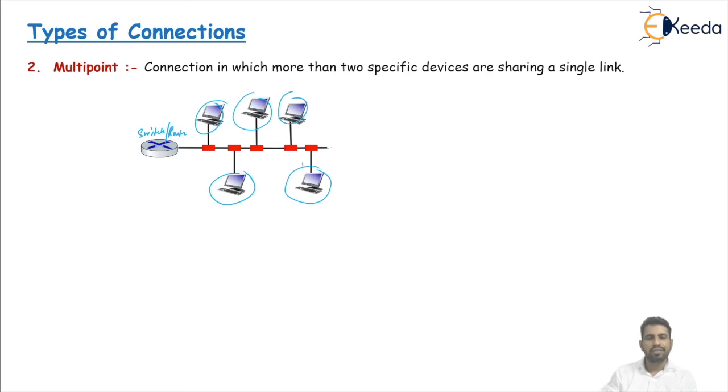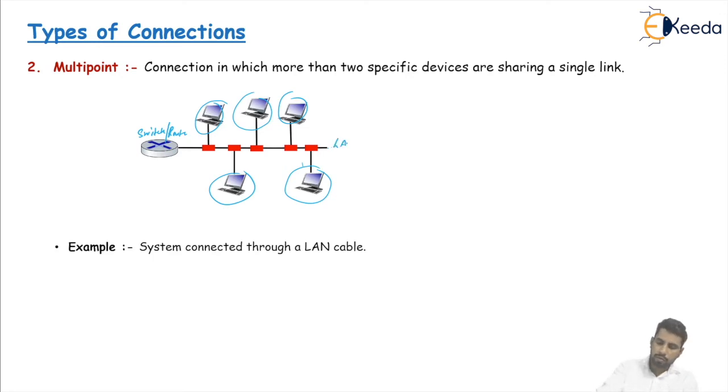Upon receiving a message, a machine checks that address field. If the packet is intended for the receiving machine, that machine processes the packet. If the packet is not related to that machine, it just ignores the packet. An example of this is a simple LAN connecting two or more computers. Here you see this is a LAN cable or Ethernet cable through which these devices are connected.